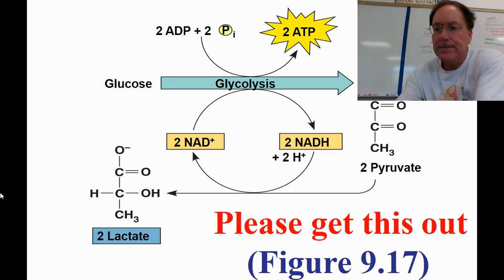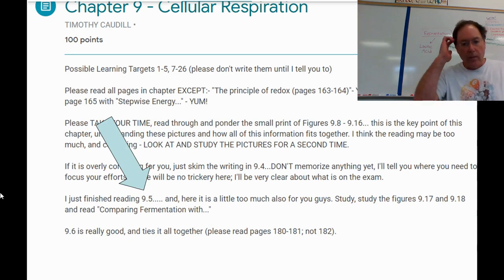Let me give you some background as far as what I want you to do. With respect to 9.5, I will tell you what you need to know right now. Again, no trickery with respect to anaerobic fermentation of the pyruvate, which is the compound that comes out of glycolysis.